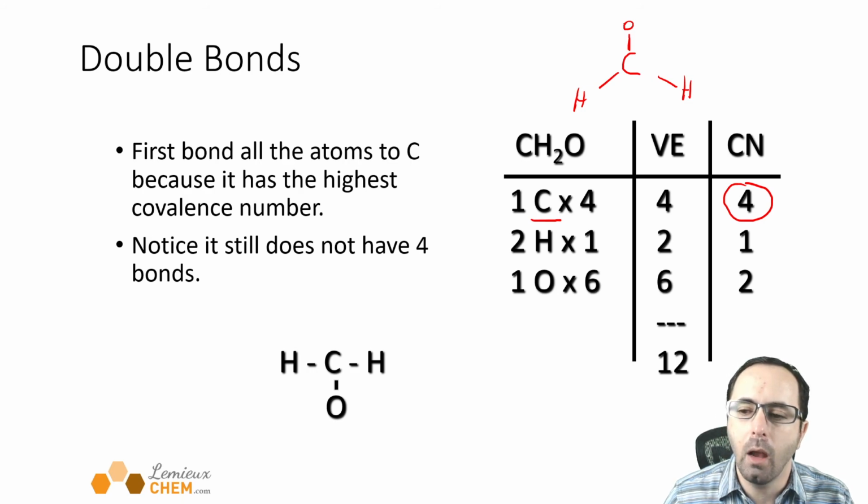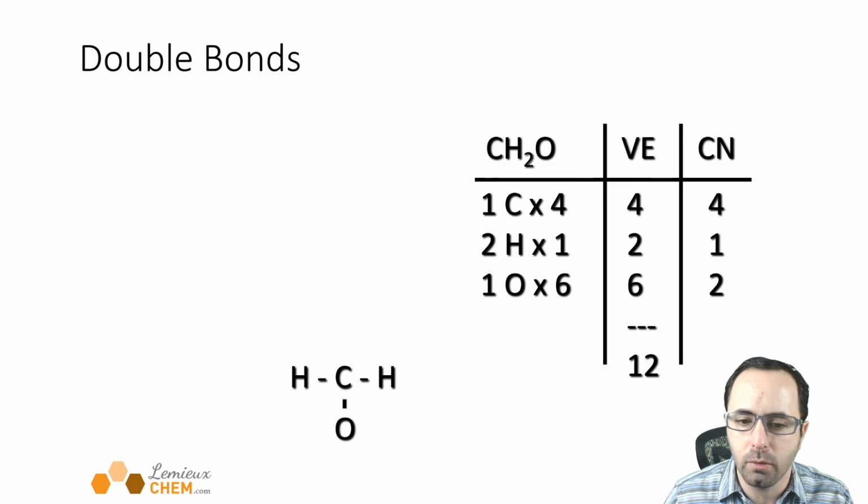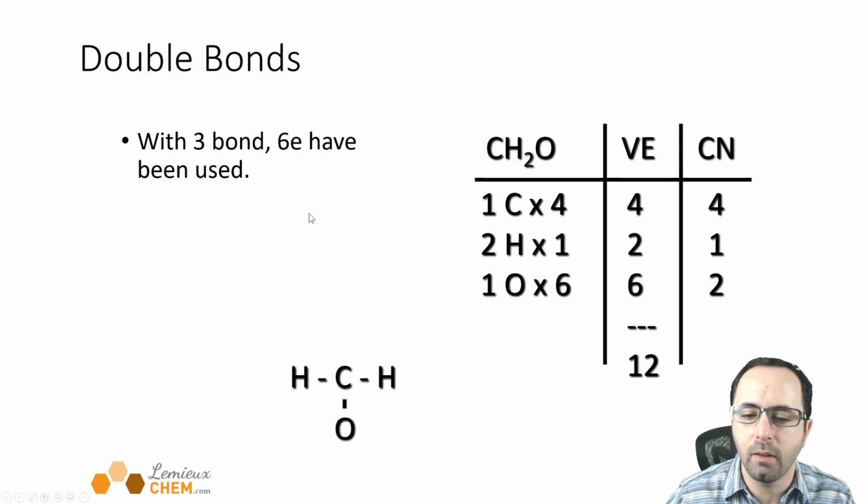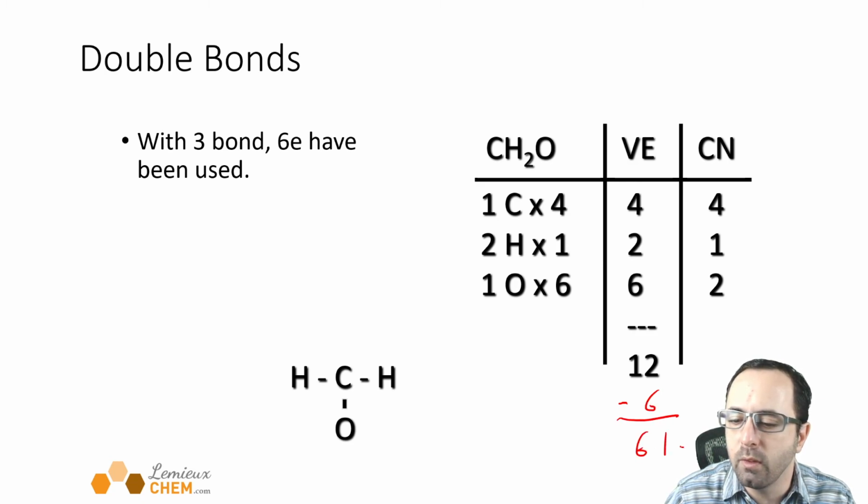Okay, so now we're done with step 3. We have drawn a skeleton structure, and so we have our skeleton structure here. Next what we're going to do is put lone pairs on the outside atoms first. So we've done three bonds, by the way, so we've used 6 electrons. We can just keep track of that. So we started with 12, we used 6, we have 6 left, okay?